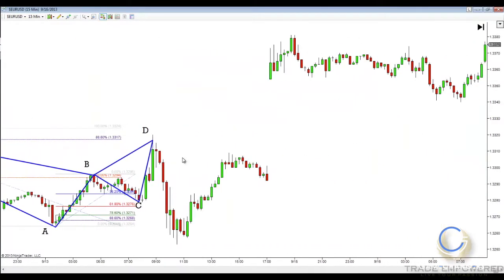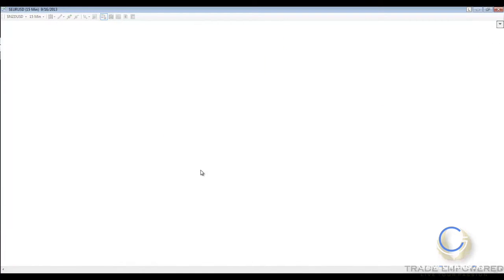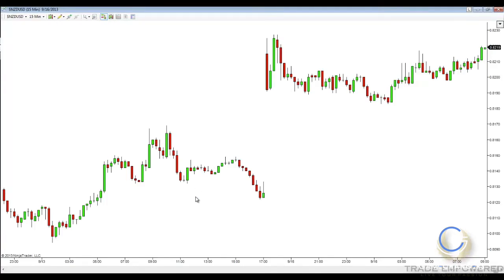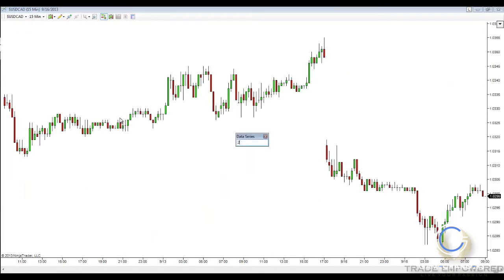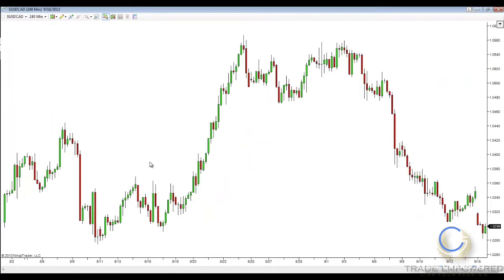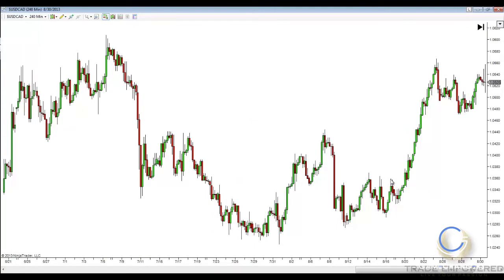Let's see if I can get one more. I'm out of space here on Euro dollar. Let's go New Zealand dollar. I think I remember a bat pattern on here. Or actually, we can do a bigger one. I'd love to find a bullish one for you, if I can. Not going to be a 50% there. We actually have one right here. Let's see if you guys can identify it.